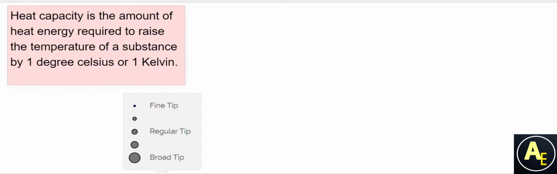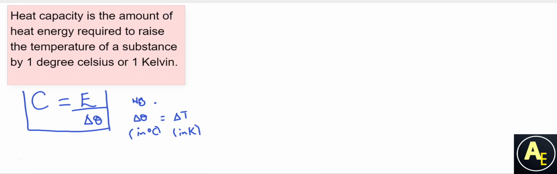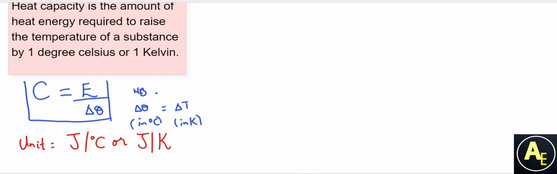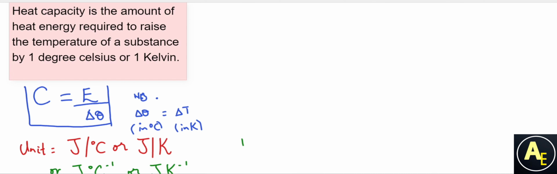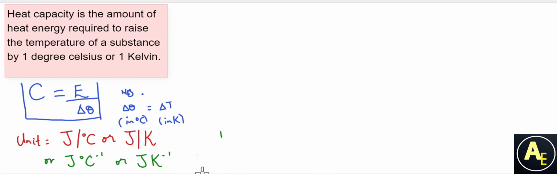Heat capacity is the amount of heat energy required to raise the temperature of a substance by 1 degree Celsius or 1 Kelvin. This gives rise to the formula capital C equals E over change in temperature. Please recall that the change in temperature in degrees Celsius is the same as in Kelvin. Hence the unit for heat capacity will be joules per degree Celsius or joules per Kelvin.